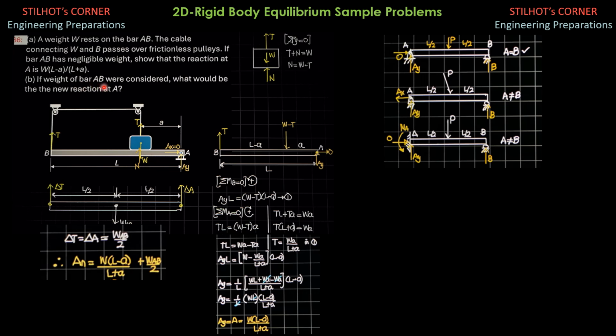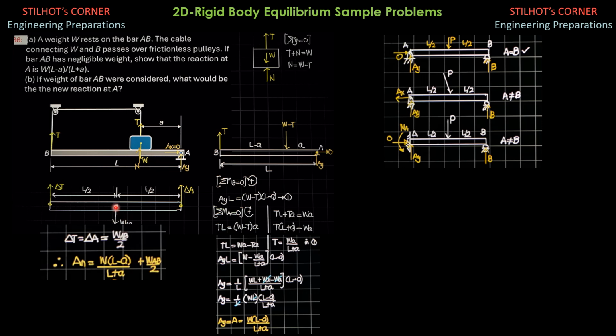If weight of bar AB were considered, what would be the new reaction at A? Since this is a homogeneous and uniform bar, the weight is denoted by WAB, and it is acting at the center of gravity, which happens to be the centroid also, or the center of this bar. Therefore, common sense, if you imagine you are carrying this bar with your friend, each of you will carry the same amount of reaction, and that is half of the weight of the bar because it is acting at the center.